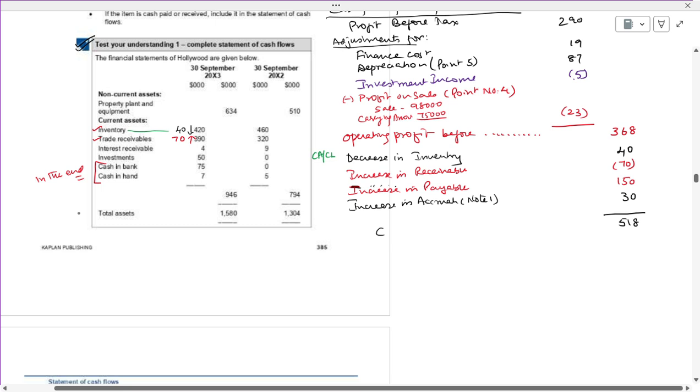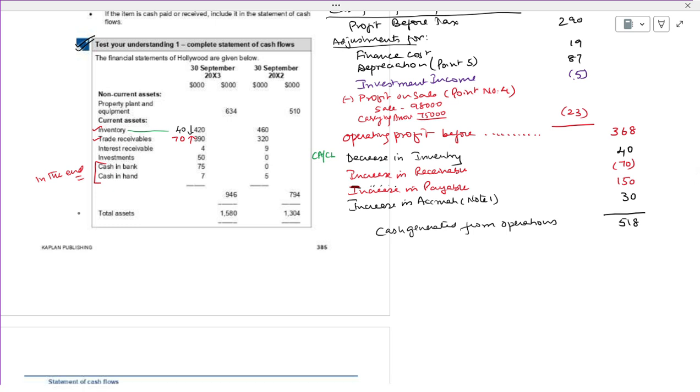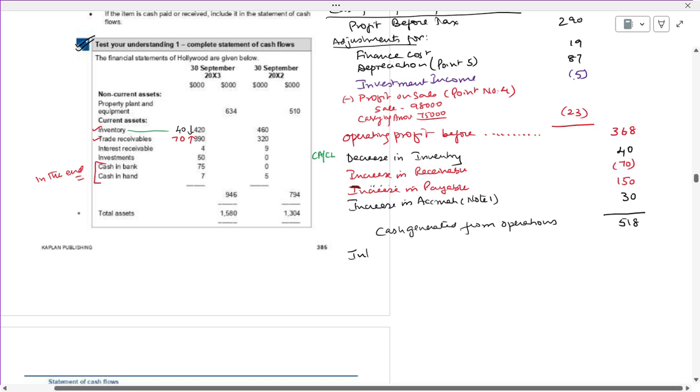This is called cash generated from operations. Only operations. We are doing nothing more, nothing less. Once we have done this, now you have to think about what? Interest paid.